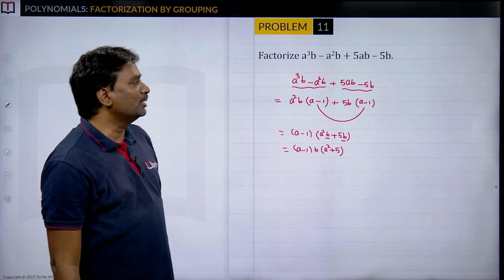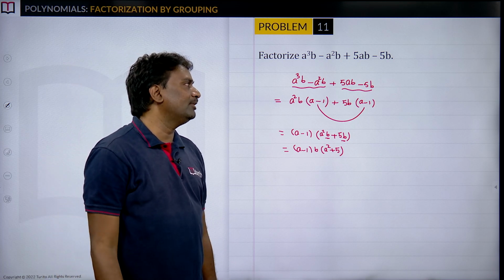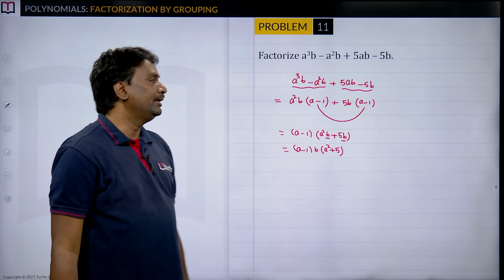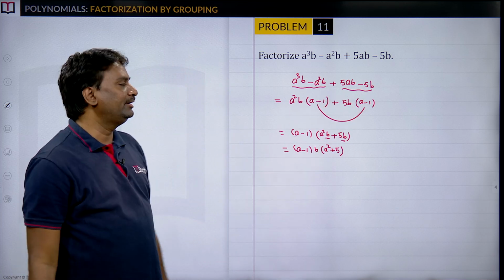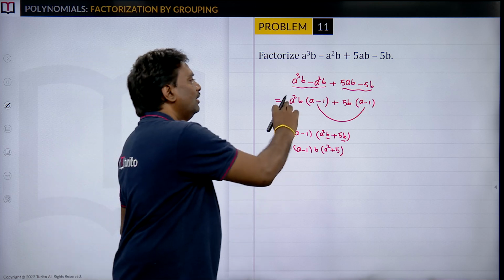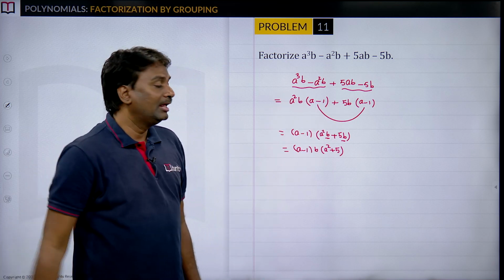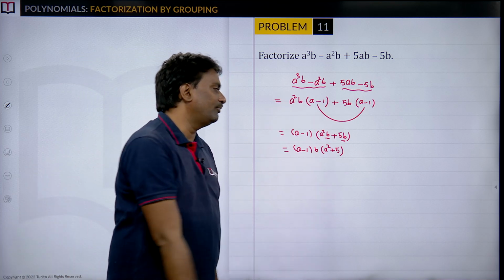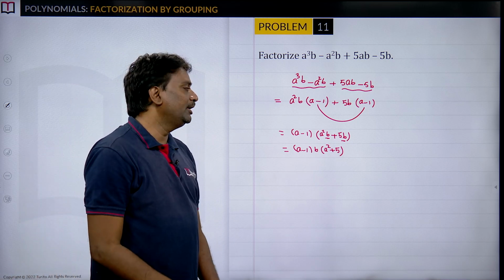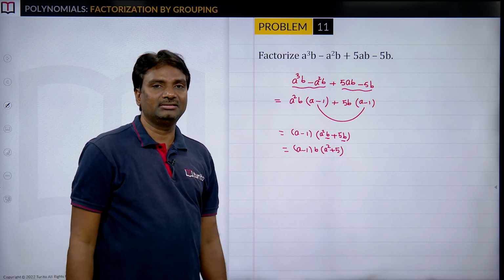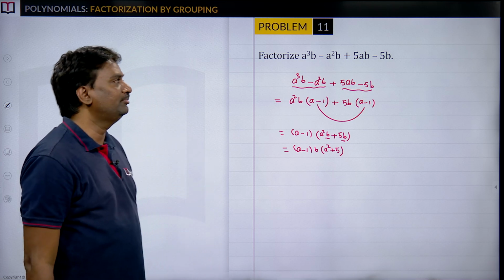Take the last two terms 5ab minus 5b, take 5b as common, you will get a minus 1. Here a minus 1, here we have a minus 1. So, by taking a minus 1 as common, we got a square b plus 5b. Again from a square b plus 5b, we can take b as common. So, a minus 1 into b into a square plus 5. Okay, hope you understood more.